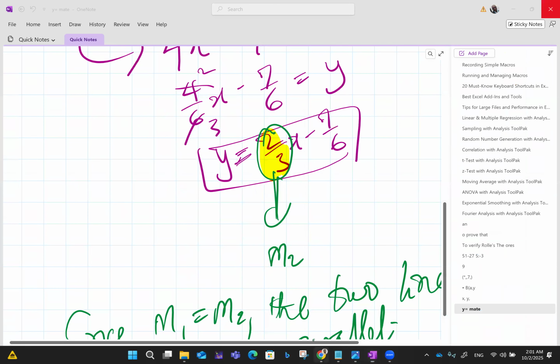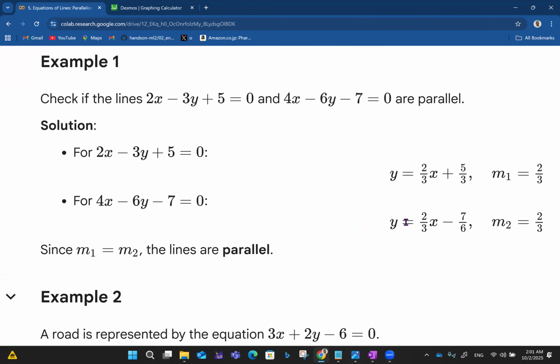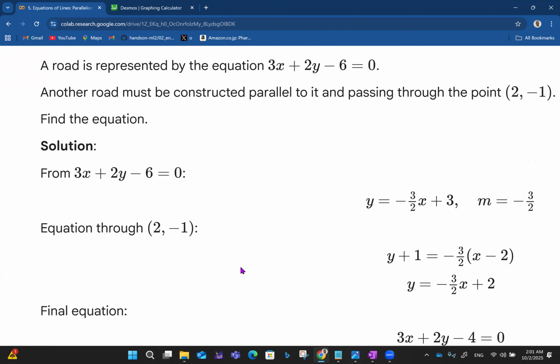So we come back here. That has been worked out here. Just make y the subject and then identify the slopes. And since the two are equal, the lines are parallel. Then we come here again, and we have a kind of word problem.